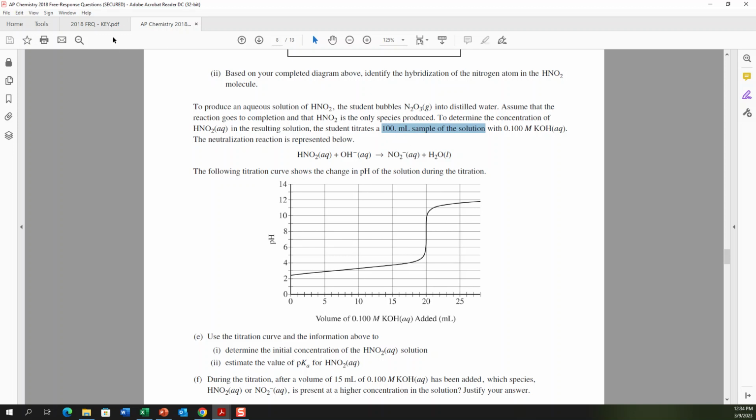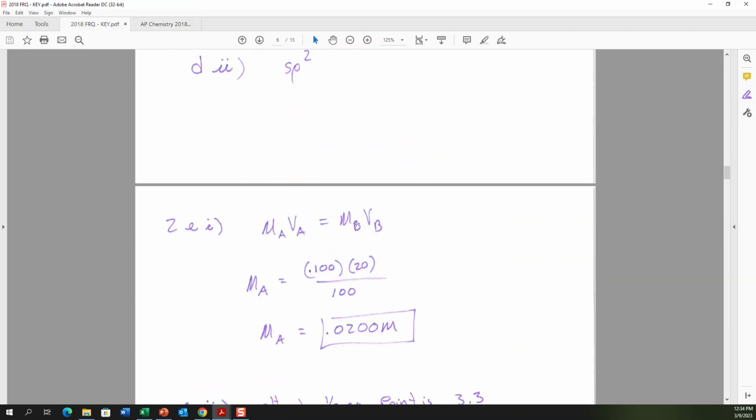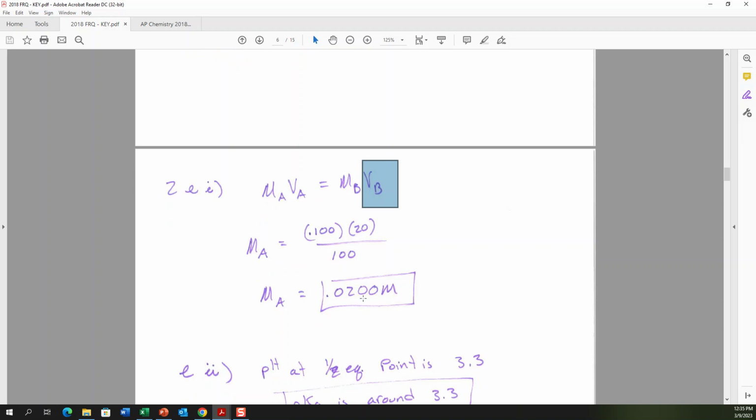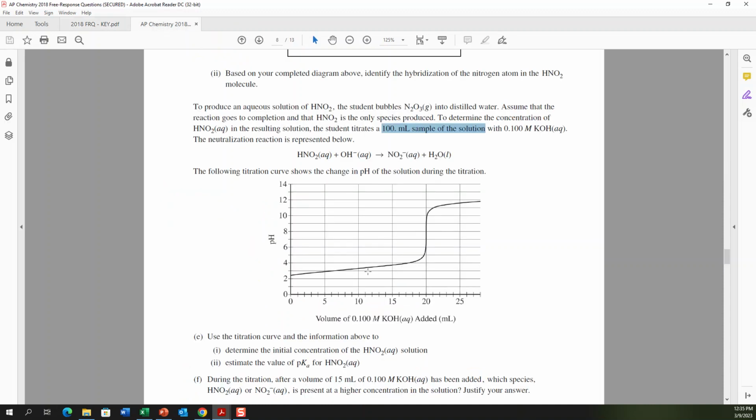Okay, so let's see how we did. Yep, so we had 100, so this is what we're solving for. VA is 100, molarity of B was 0.1 of the base, and the volume of the base was 20 milliliters. That was the equivalence point on the titration curve. So the molarity of the acid comes out to be 0.02 moles per liter. Okay, so that's the molarity of our acid from the titration data.